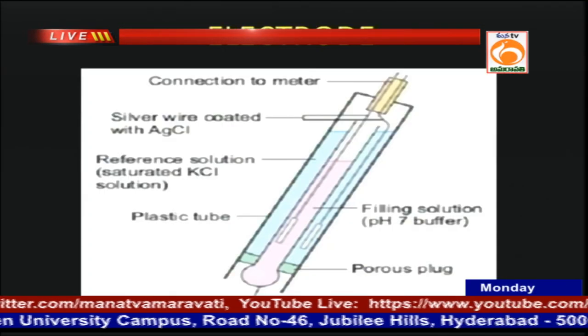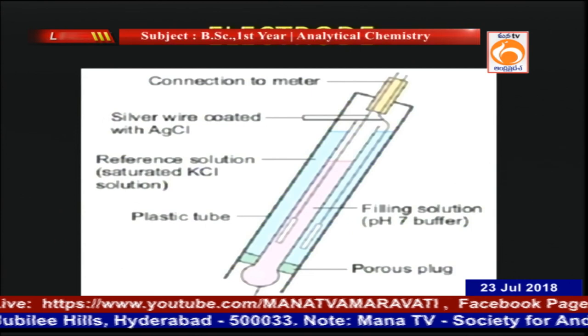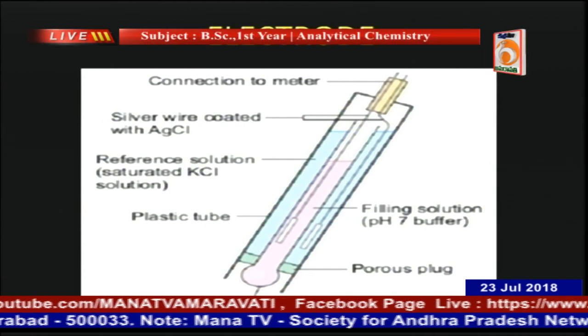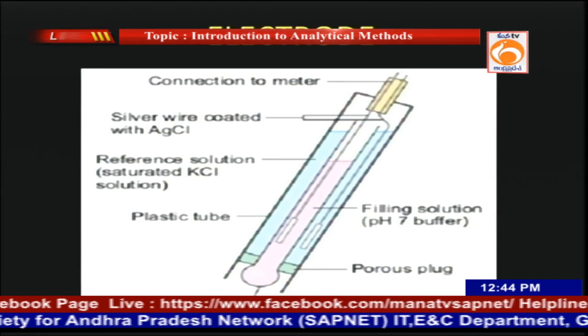Here, you can have a look, that's an electrode which is connected to the pH meter, and everyone knows it is giving a pH directly. There will be three switches on the knob. One is standby, the other one is millivolts, the other one is pH.